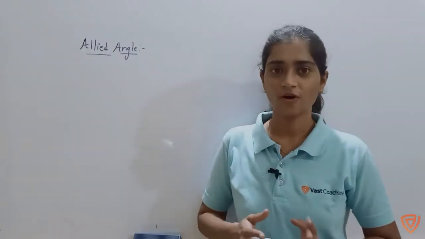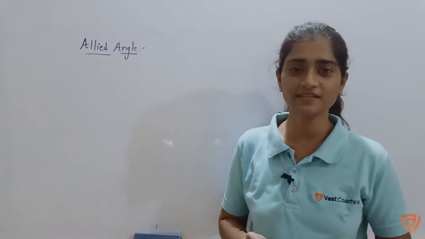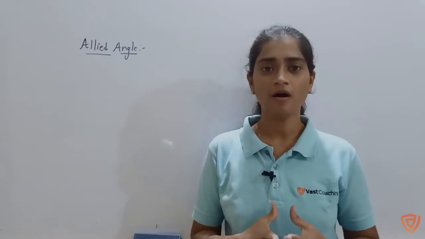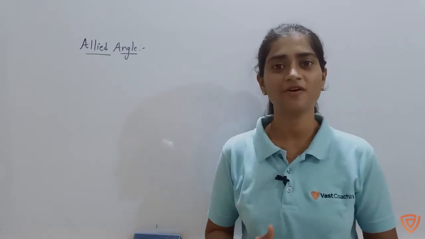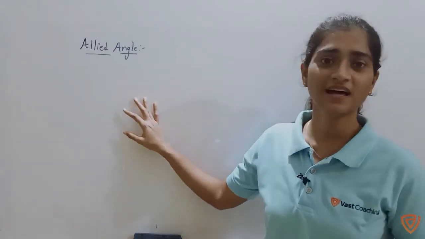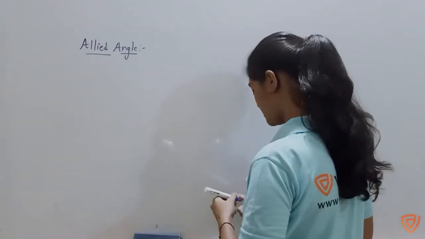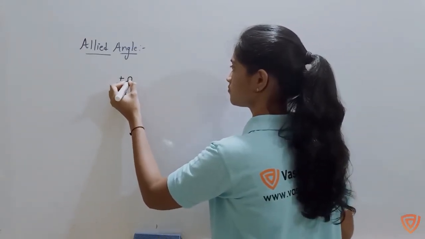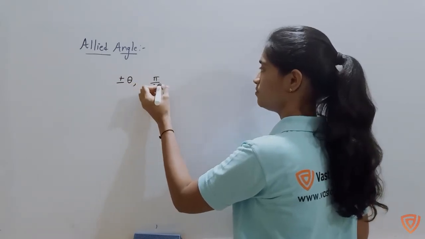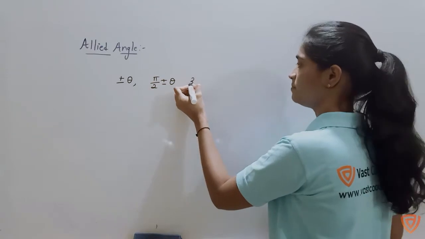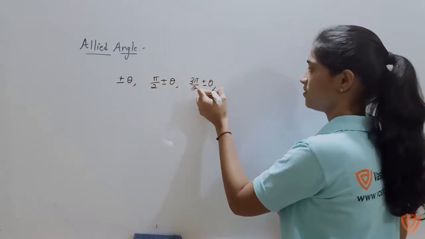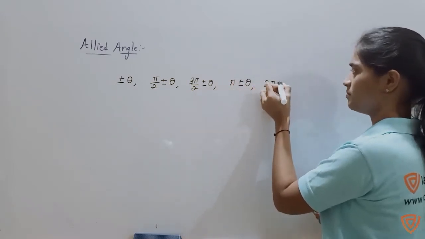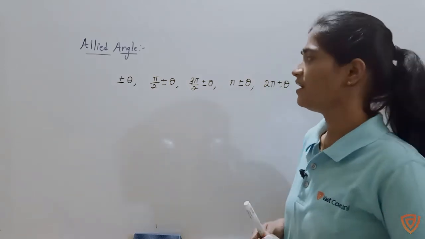Alright. The next topic is allied angles. Allied angles are angles whose sum or difference is either 0 or a multiple of pi by 2. Such angles are said to be allied angles. It can be plus or minus theta, or pi by 2 plus or minus theta, or 3 pi by 2 plus or minus theta, or pi plus or minus theta, or 2 pi plus or minus theta, and so on. These are the allied angles.